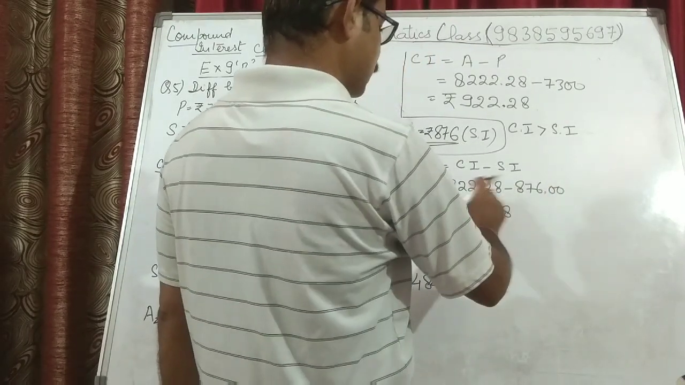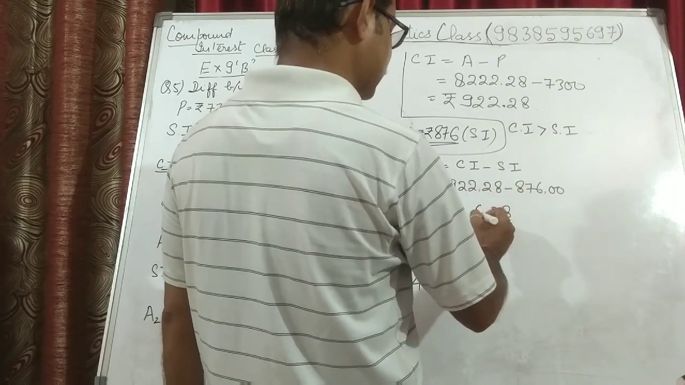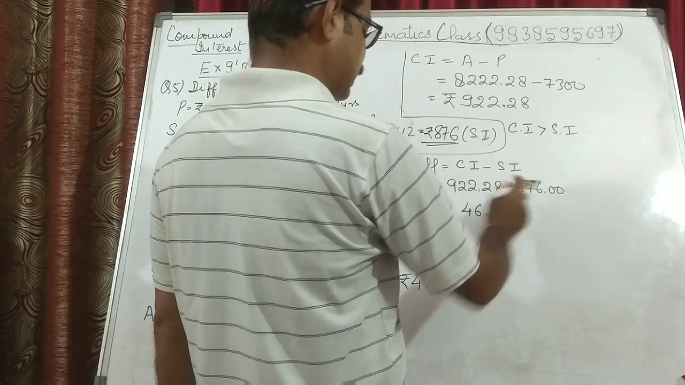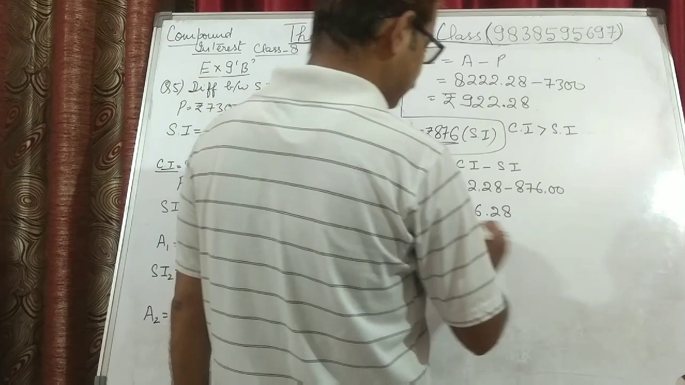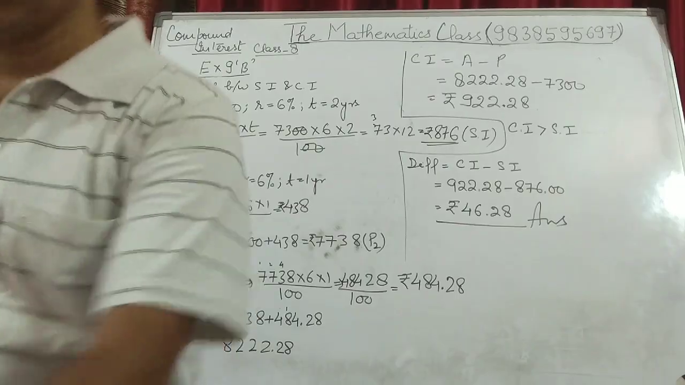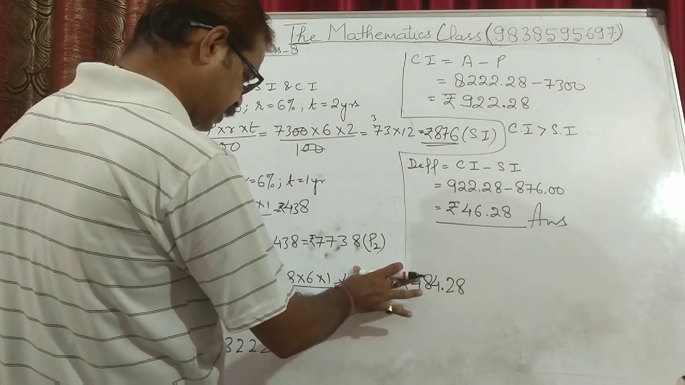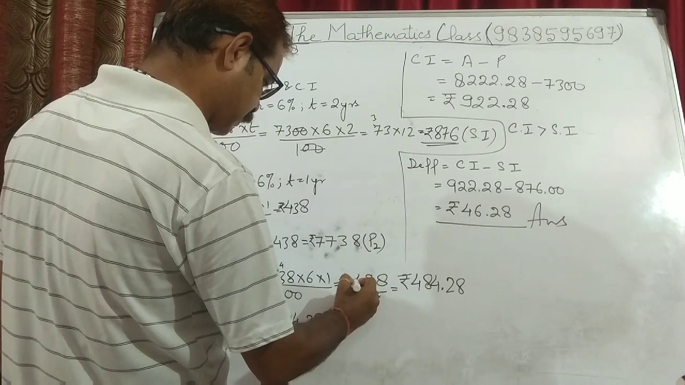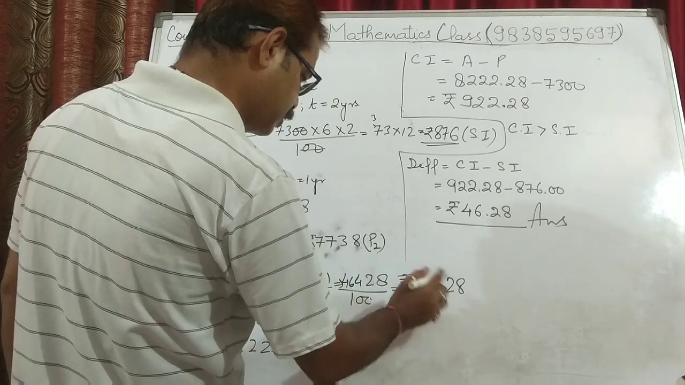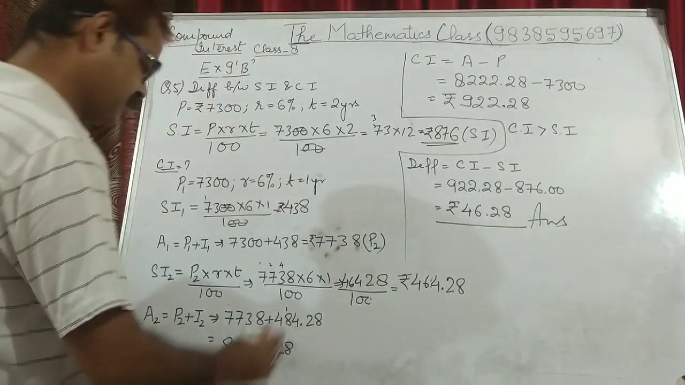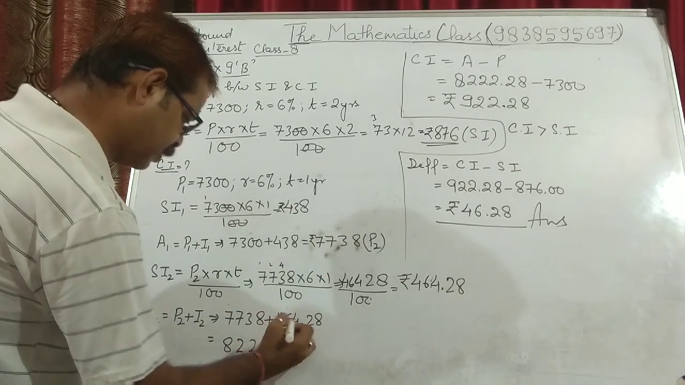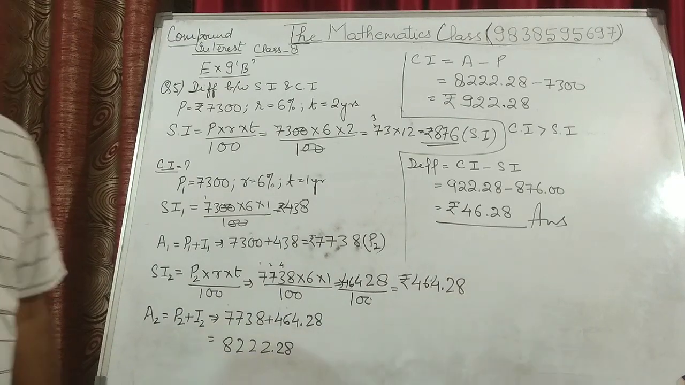Now let's talk about 6, this 2. So 12 minus 6 is 6, this becomes 11. 11 minus 7 is 4 and this becomes 8. 8 minus 8 is 0, so nothing is left. So the difference is rupees 46 and 28. There is a small calculation error. This will be 464. So this will become 464.28. So here also it will be 464.28.